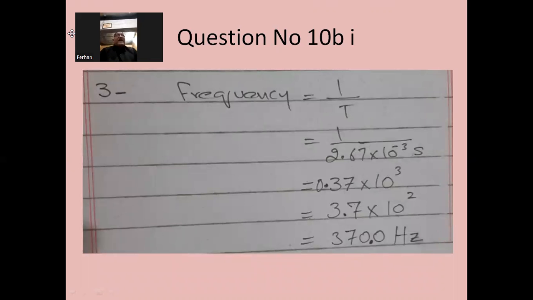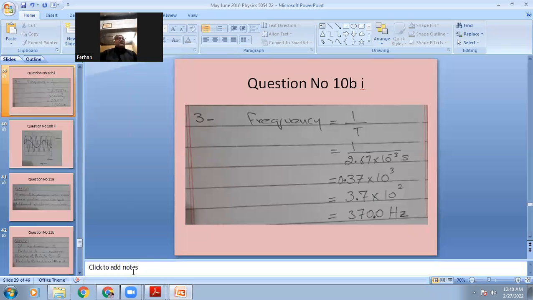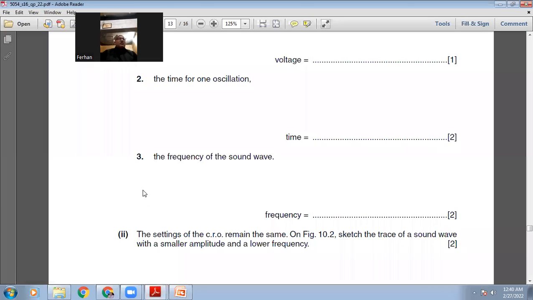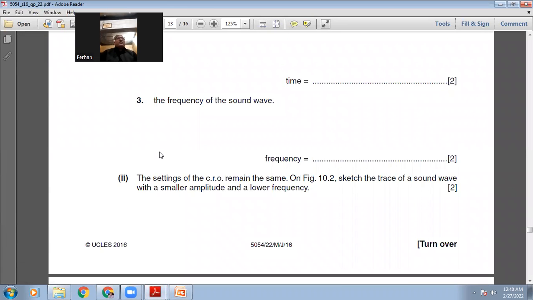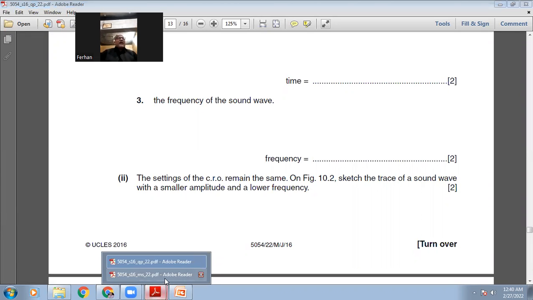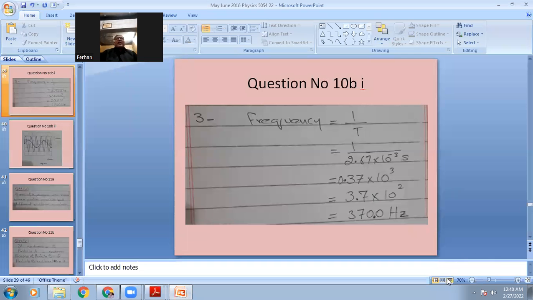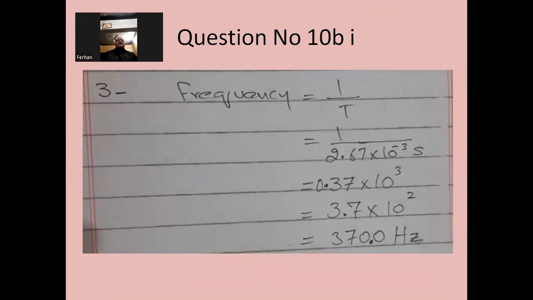Then their question is to find the frequency. Let me show you the question first. Their question is the frequency of the sound wave. If you know the time period of the sound wave, very easily you can find the frequency. The frequency is equal to 1 by T. The frequency is equal to 1 divided by 2.67 times 10 to the power minus 3 seconds. So it will be 0.37 times 10 to the power 3 hertz. So it's 370 hertz.